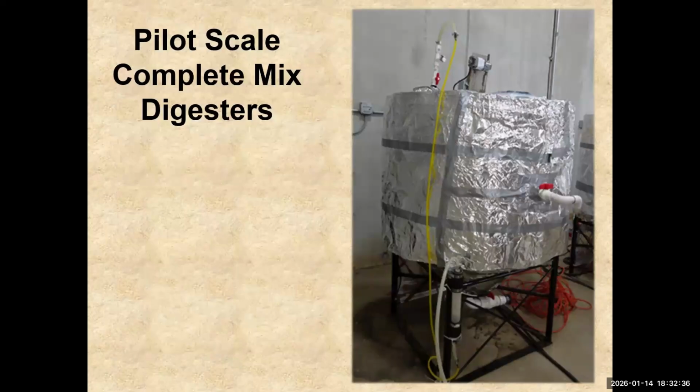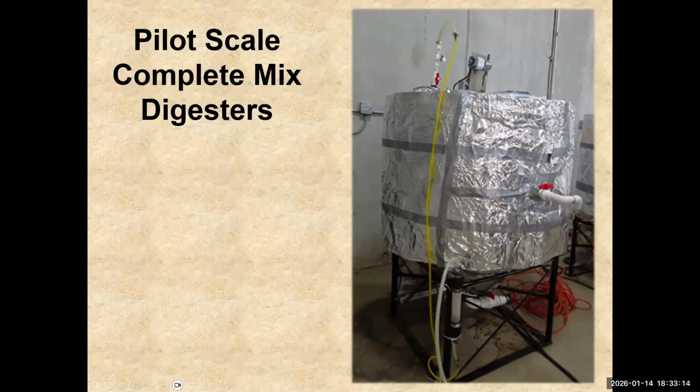So shown here is our finished product. How our research complete mix digesters operated: we would pump the manure into the digester from this bottom port here, and the manure would fill up the digester. On each of our digesters, we installed a water sampling port, and this port was used to collect water to measure parameters such as pH or volatile fatty acids.